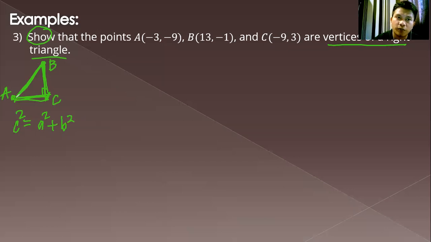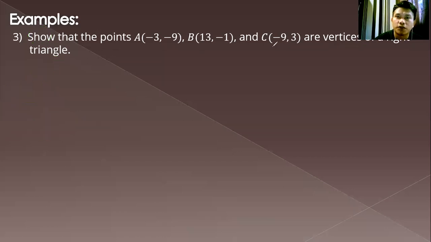So we need to get the distance of AB, BC, and AC, and after that, validate the sides using the Pythagorean formula. So that's the plan. Now, let us first locate these points in a Cartesian plane. Let us place them in the Cartesian plane.